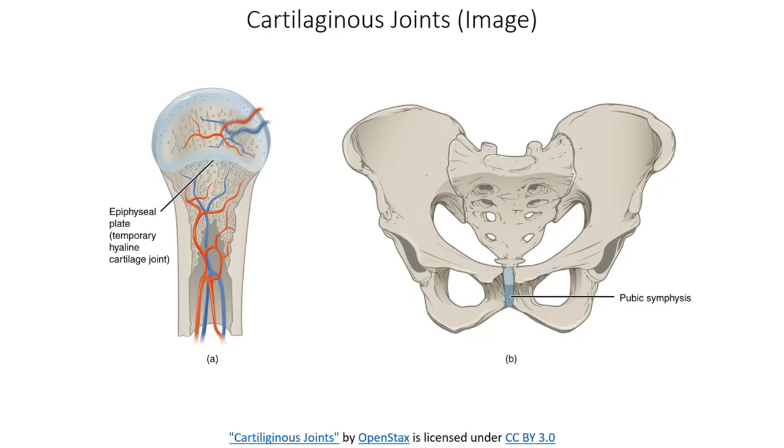Another place that we can see this synchondrosis is between the anterior end of a rib and the costal cartilage that connects into the sternum. So that's another place we see that. But the main place we see the symphysis here is in the pelvic region. All right. So those are a couple types of our cartilaginous joints.